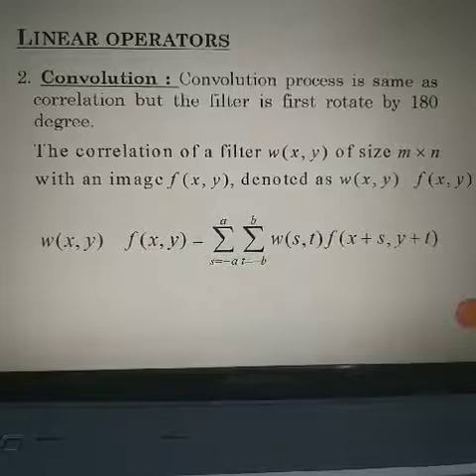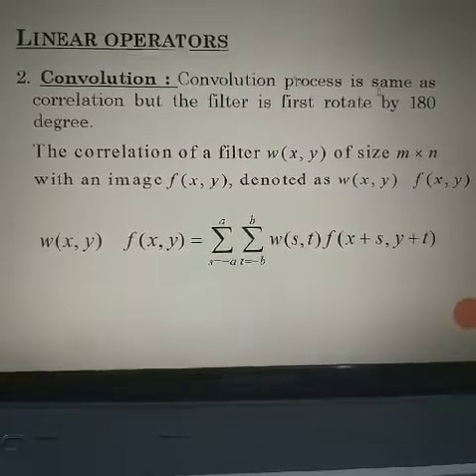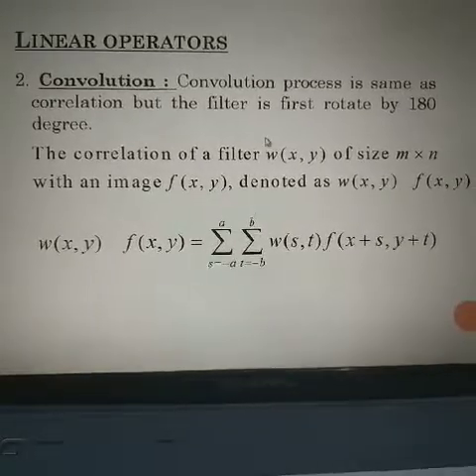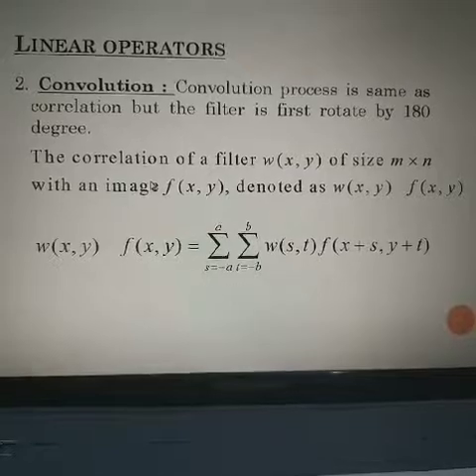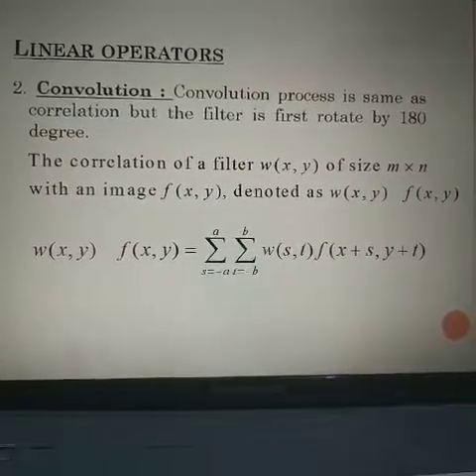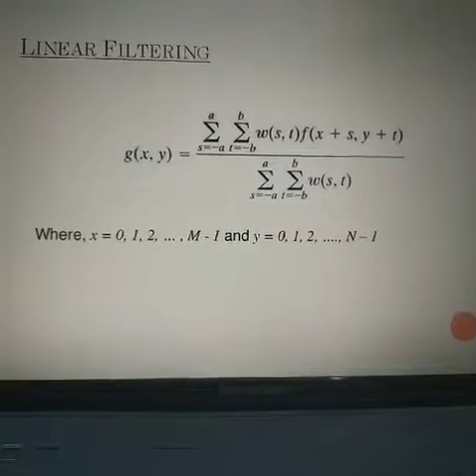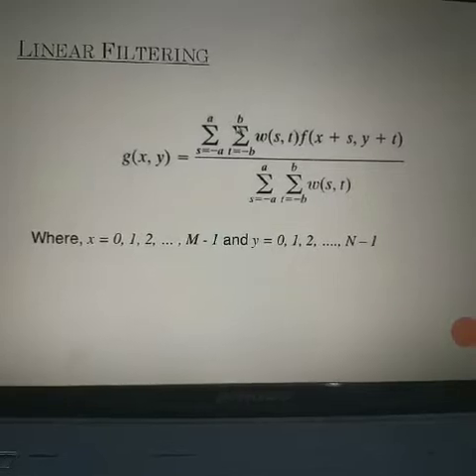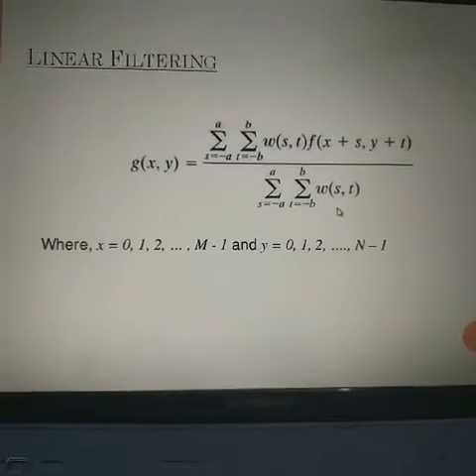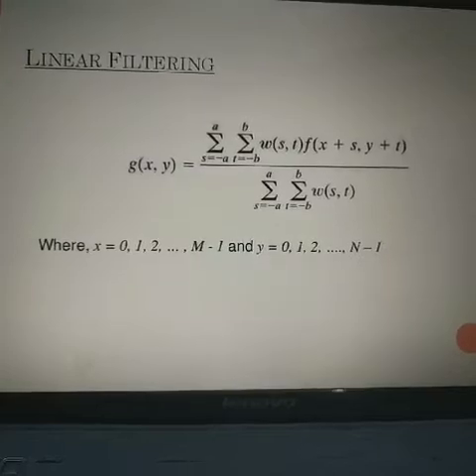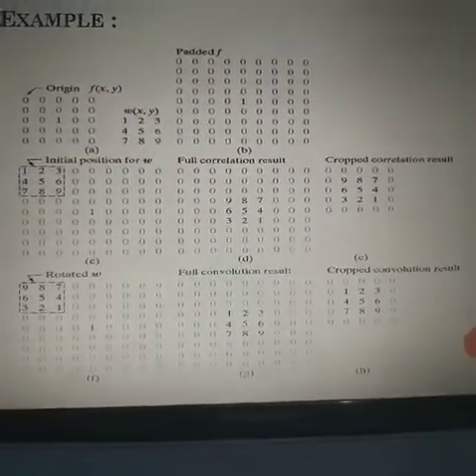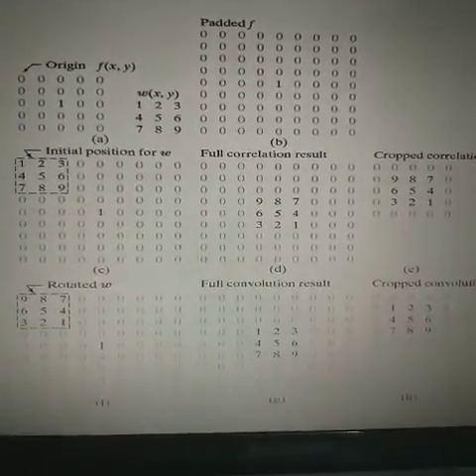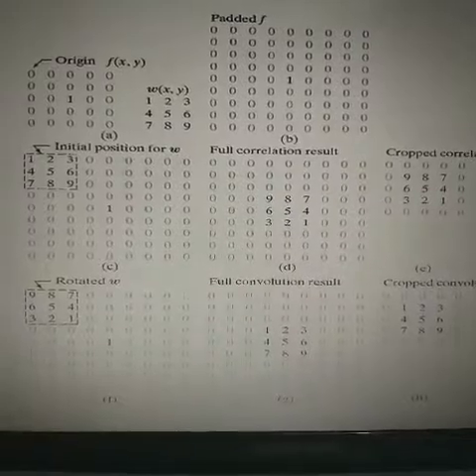So next is the convolution. The convolution process is the same as the correlation, except that the filter is first rotated by 180 degrees. So the filtering can be done in the same way. The linear filtering can also be done by this formula. The same formula is written before. Here is the example of spatial filtering with the two operators, the convolution and the correlation.